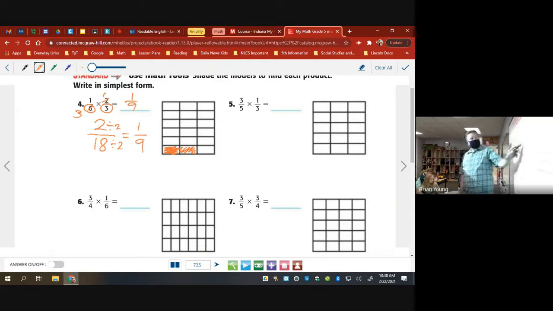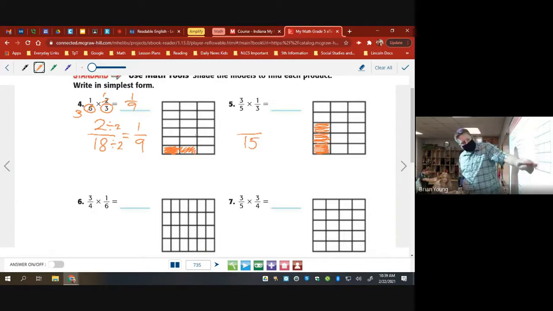All right, so in this one right here, number 5, they've divided it into 1, 2, 3, 4, 5. They divided it into 1, 2, 3. So how many total squares are there, first of all? 15. There's 15 total squares. Now, how many are we going to shade in of the 3/5? 3. So we're going to shade in 1, 2, 3.